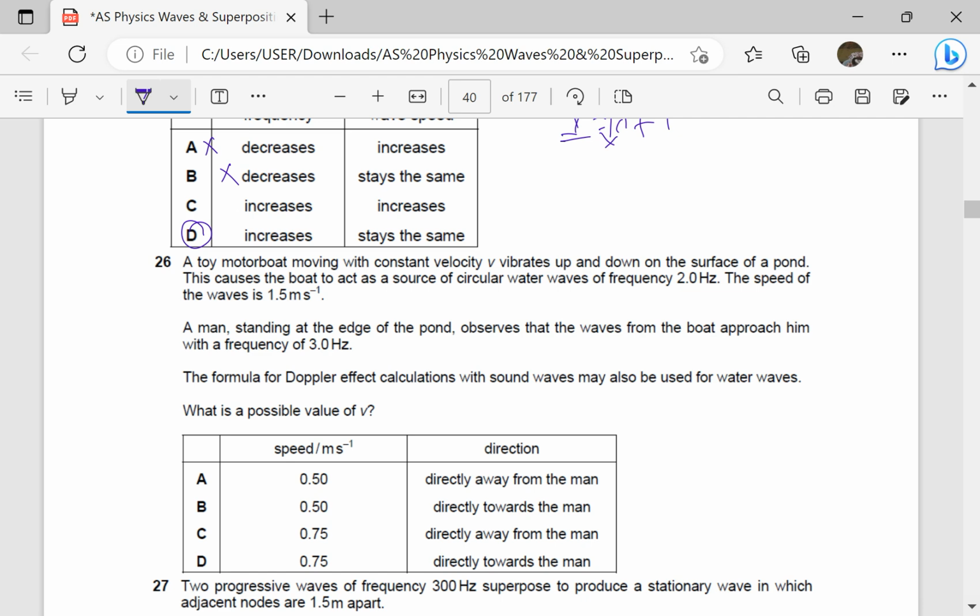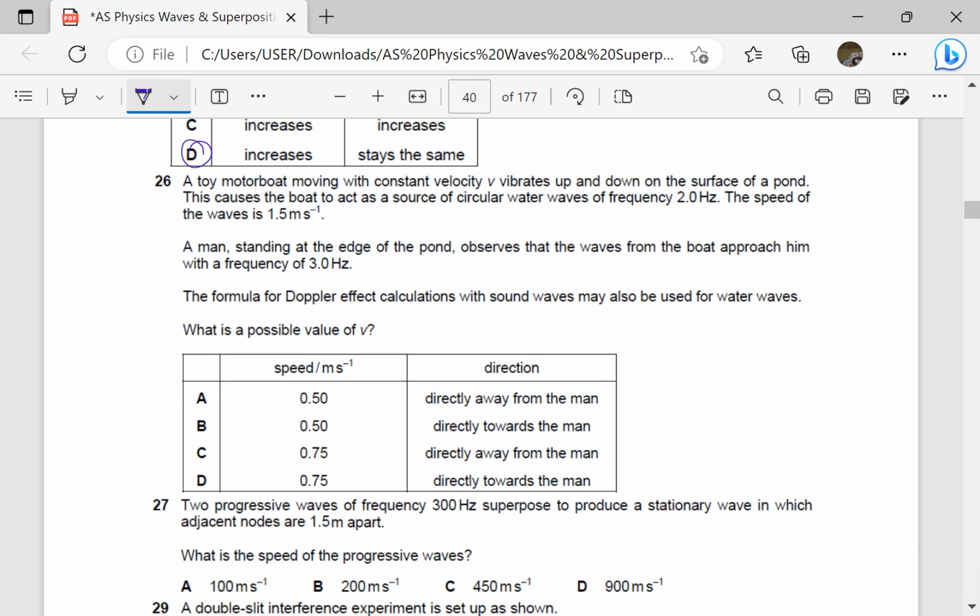A toy motorboat moving with a constant velocity V vibrates up and down on the surface of a pond. This causes the boat to act as a source of circular water waves of frequency 2 Hz. The speed of the waves is 1.5 meters per second. A man standing at the edge of the pond observes that the waves from the boat approach him with a frequency of 3.0 Hz. The formula for Doppler effect calculations with sound waves may also be used for water waves. What is the possible value of V?